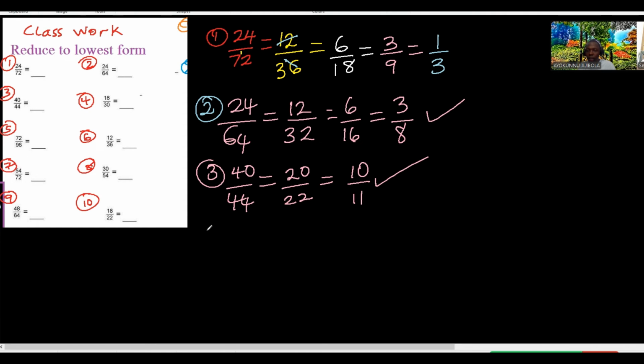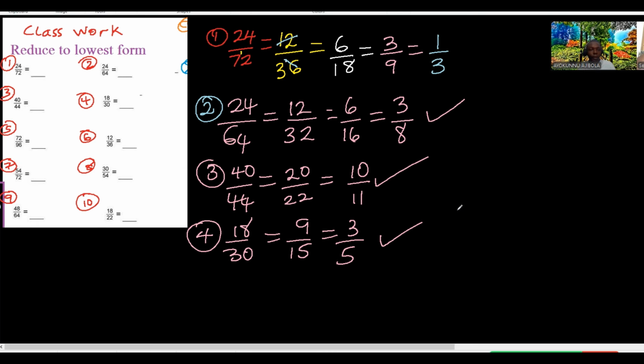Okay. Then let me do number 4 before I ask you to do the remaining as classwork. 18 over 30. 2 in 18 is 9. 2 in 30 is 15. 2 cannot go again because they are odd numbers. 3 can divide. 3 in 9 is 3, and 3 in 15 is 5, and nothing can divide them again. Okay?